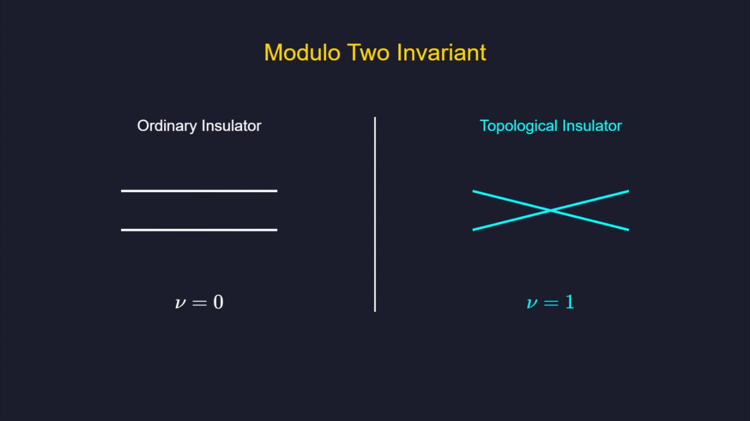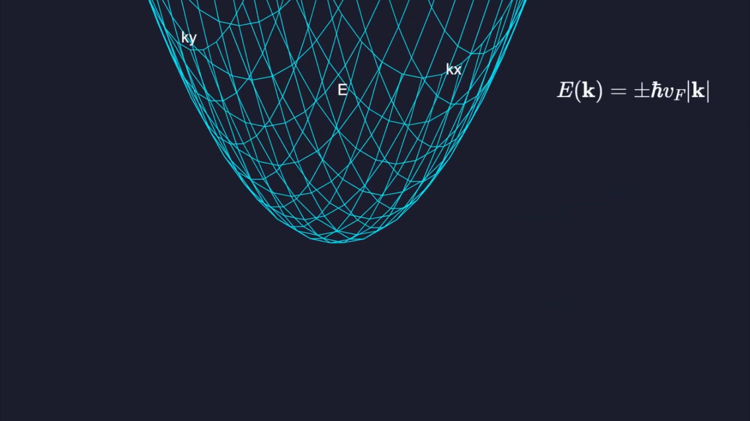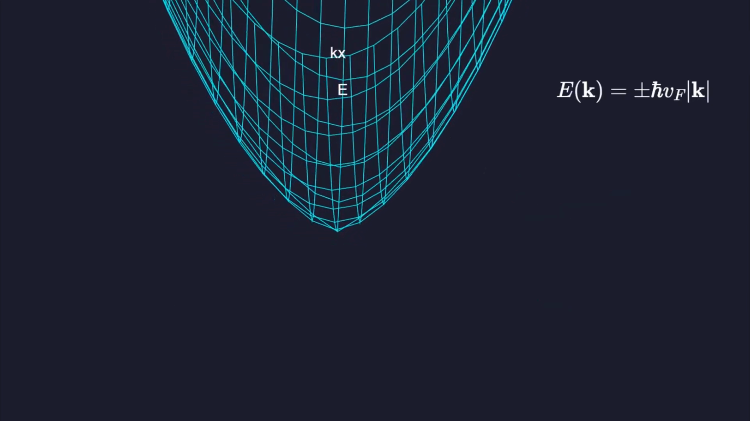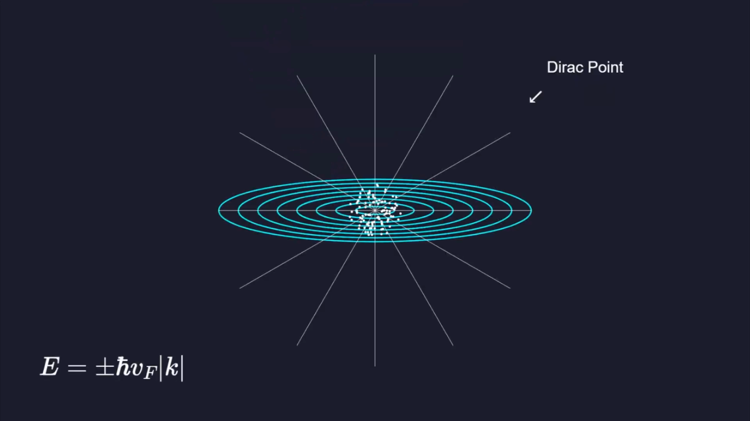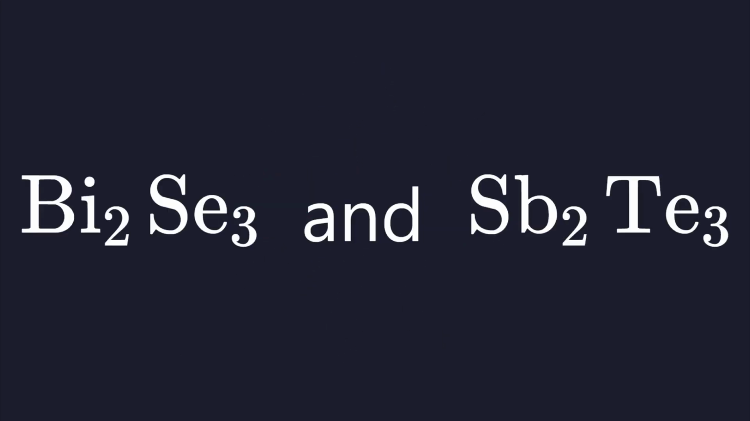The binary classification of these materials utilizes the modulo 2 topological invariant, which rigorously separates ordinary insulators from true topological insulators. Graphing the electron energy against its momentum reveals a linear dispersion relation, creating a distinct visual shape known as a Dirac cone. The intersection vertex of this cone is the Dirac point, where electrons behave exactly like massless relativistic fermions moving at a constant speed.